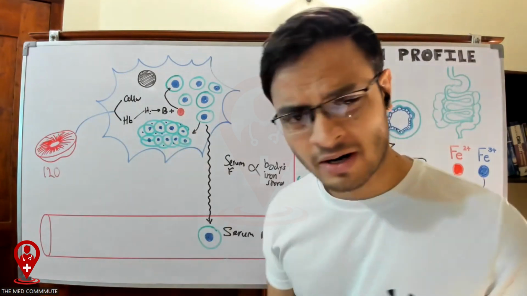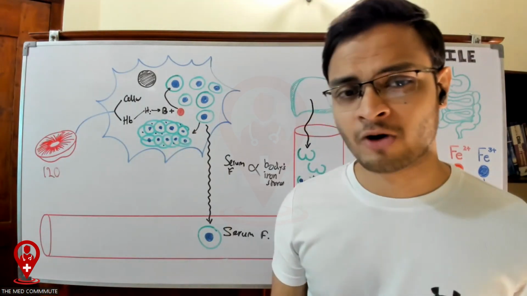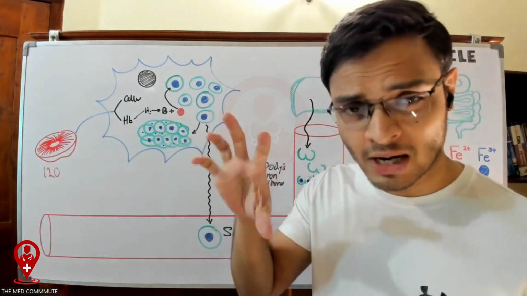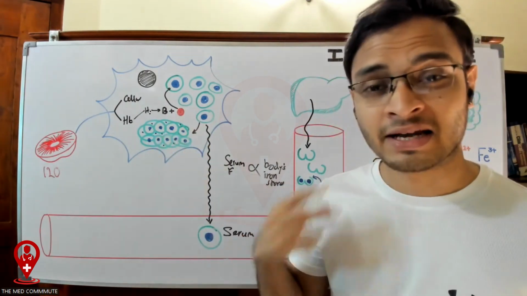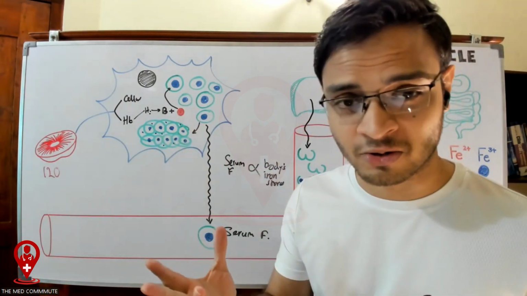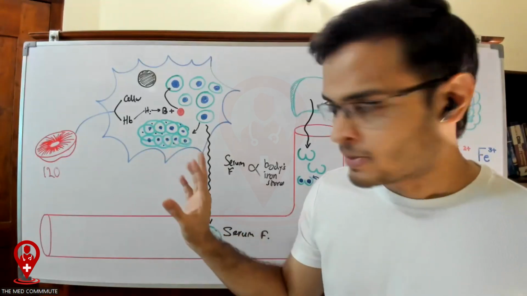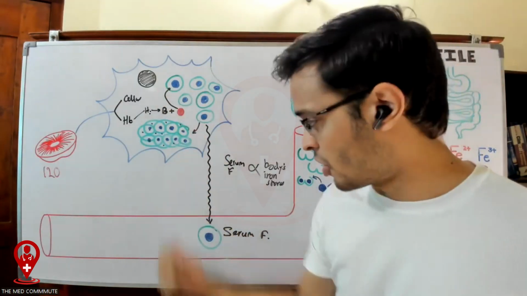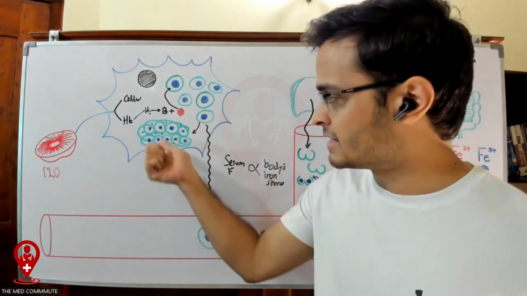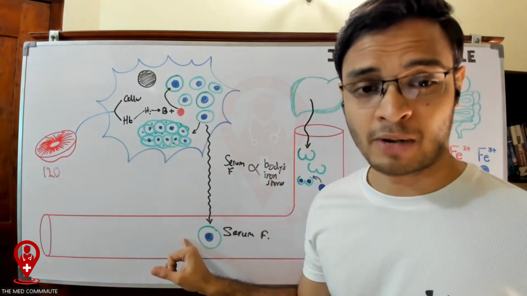This is also called our stainable form of iron, because this hemosiderin is so large that you can stain it. There is a stain called Prussian blue. We can use this stain and actually observe it under the light microscope. That's how large it is. Now, this hemosiderin, unlike the ferritin, does not just leak into the blood.